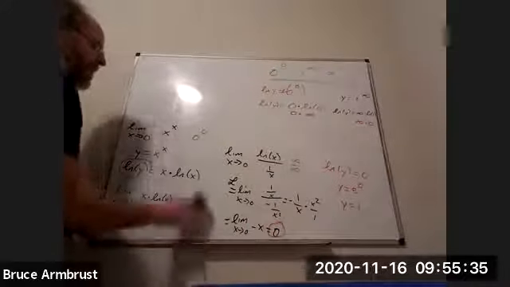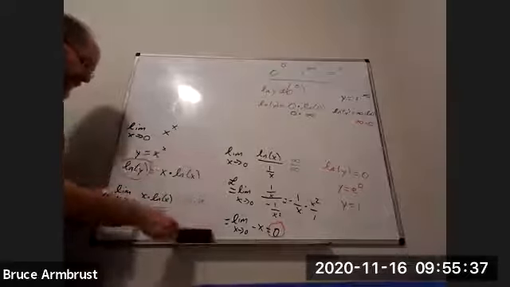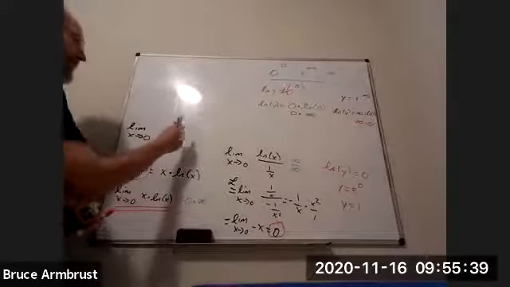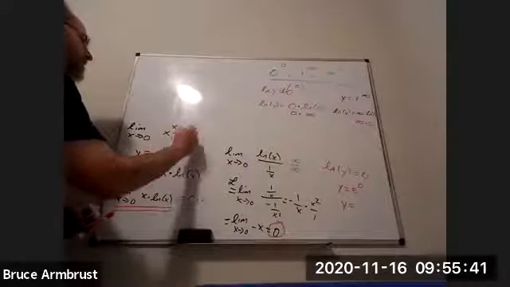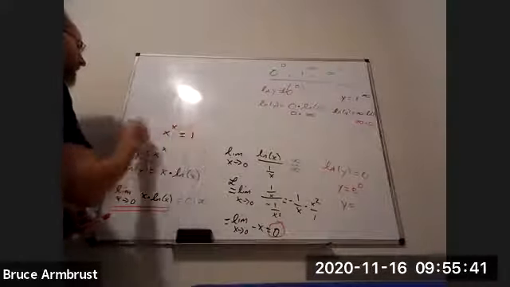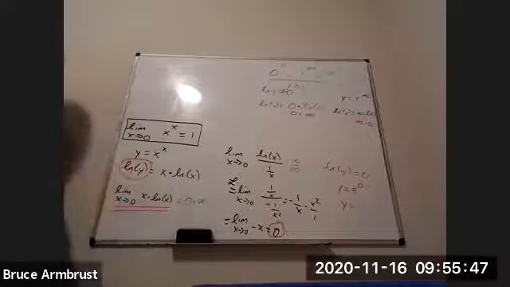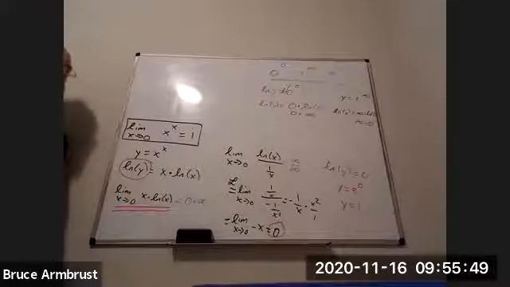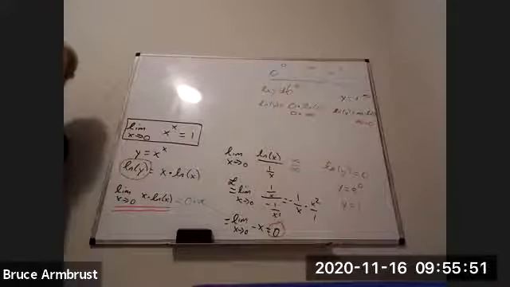So it turns out in this case that 0 to the 0 gave us 1. So the limit as x goes to 0 of x to the x is equal to 1.